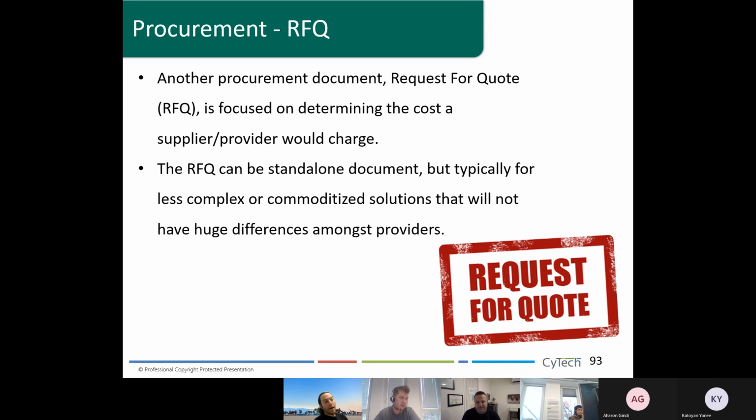RFI and RFP I can understand. You want to make sure that the information you get is correct, is according to the law, is according to the licensing, and also the product is according to security standard. But RFQ is just agreement on how much you want to pay for the product.